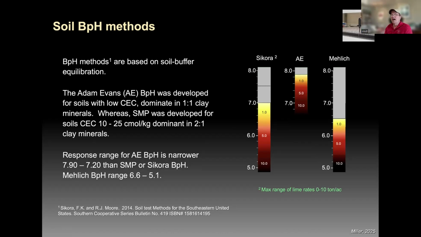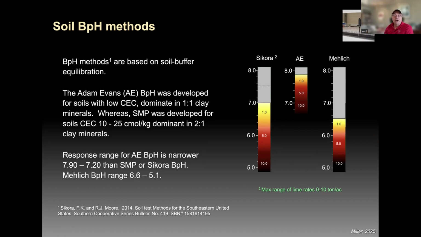And I just pulled this out of some data sets that are published online by the land-grant universities. In the case of Socorro, no lime is recommended until you get below 7, and then it's 1 ton to the acre there, and it goes to 5. And when you get a buffer pH of 5.2, it's 10 tons to the acre. Remember earlier I mentioned how compressed the Adams-Evans buffer is. You can see between a pH of about 7.9 and 7.0, you go from 0 to 10 tons the acre.